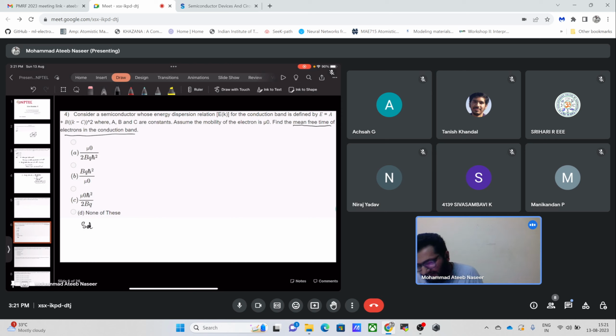So as someone rightly said, there is some relation with this tau as well, which is given by this. If we say this mu naught is the mobility, and this q is the electronic charge, and tau is the mean free time, divided by m star. Now this m star is the effective mass.